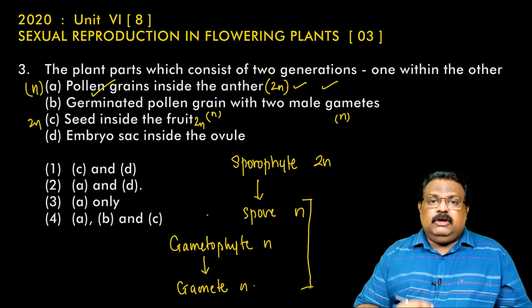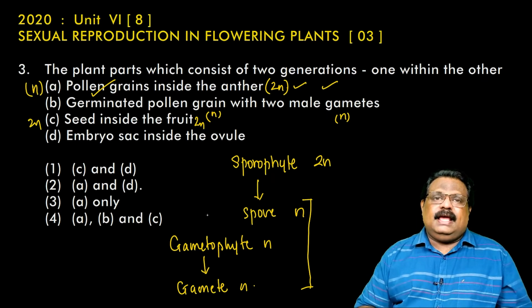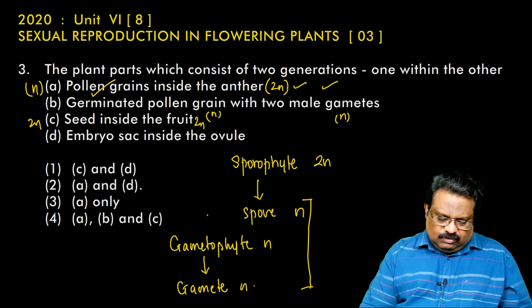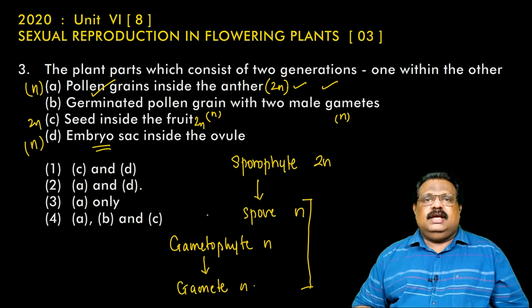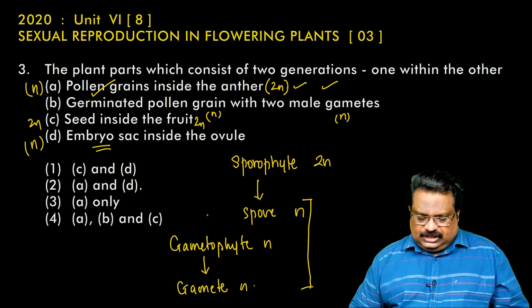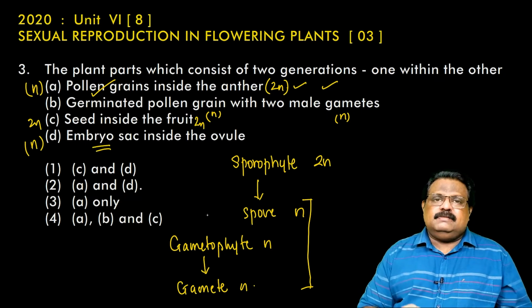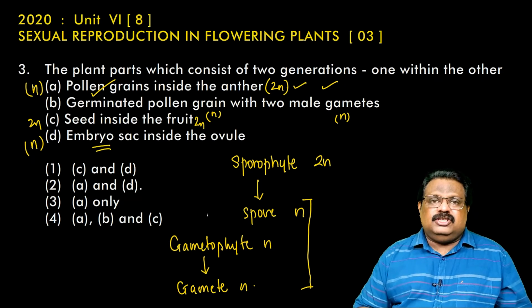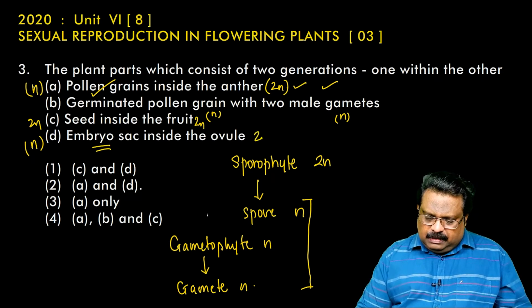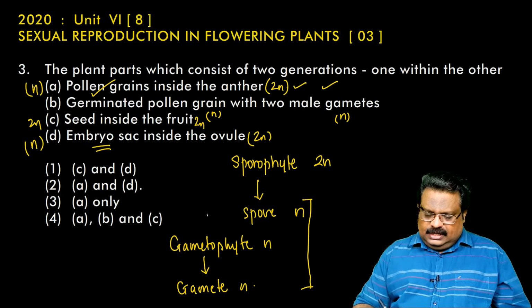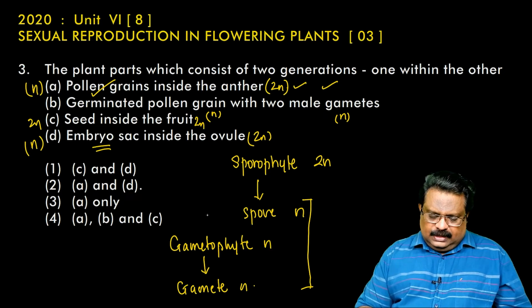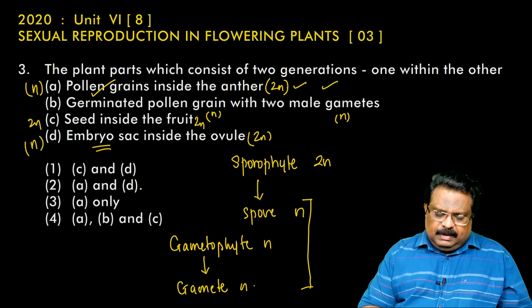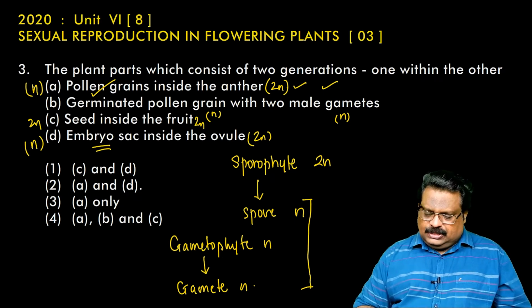Then the embryo sac. The embryo sac is the female gametophyte or the fully developed megaspore. So it is actually haploid. Haploid means it is a part of the gametophytic generation. And the embryo sac is present inside the megasporangium called the ovule. So the ovule is a part of the sporophytic stage. It is diploid. So the ovule is the sporophyte. Then inside the sporophyte, the female gametophyte, the embryo sac, is present.